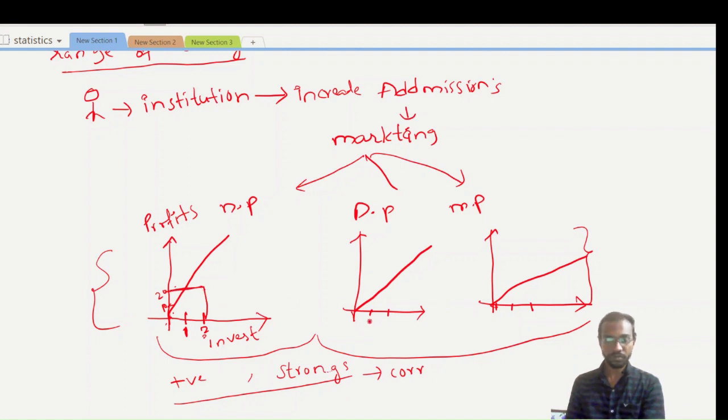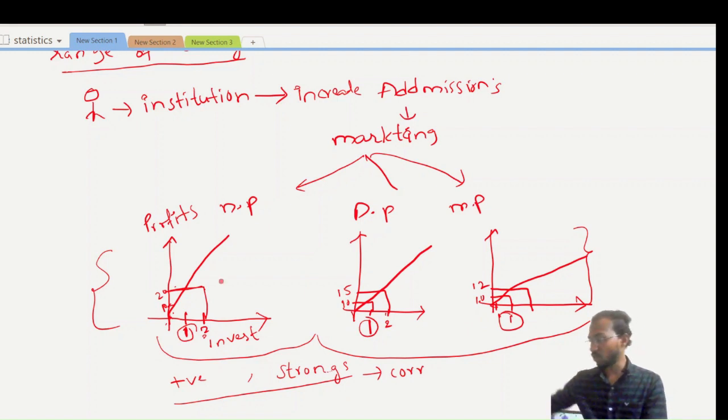When I invest 1 rupee here, the profit looks like something 10. When I invest 2 rupees, the profits look like something 15 rupees. When I invest 1 rupee here, the profit looks like something 10 rupees. And here, when I invest 2 rupees, the profits look like 12 rupees. Among these three plots, we have the same investment, but the profit is higher in the newspaper platform.